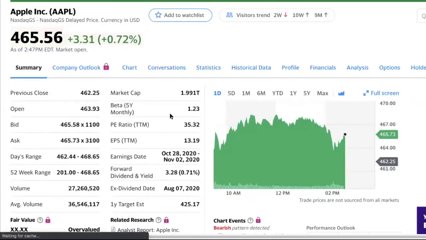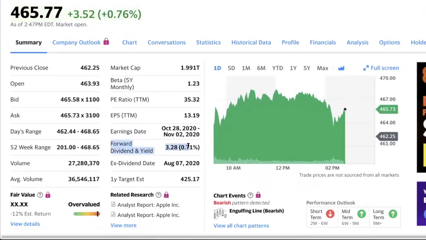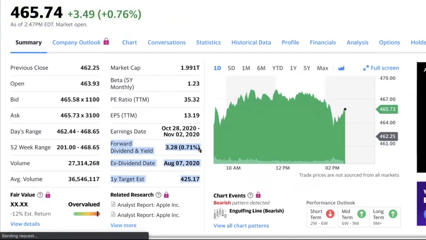This is Yahoo Finance, and as you can see the ticker symbol AAPL, which stands for Apple. If you scroll down slightly, you can see the line that says forward dividend and yield. The first number is the amount. Apple pays $3.28 per share. So if I own one share of Apple, I get $3.28. However, this is the annual amount based on the past year. Companies normally pay out the dividend quarterly, so I will get 25% of this every 3 months.